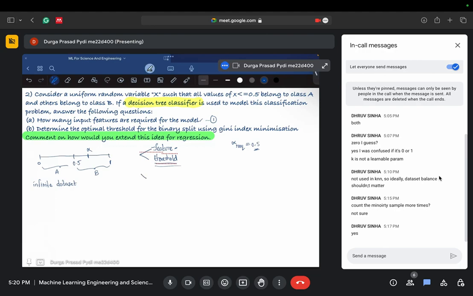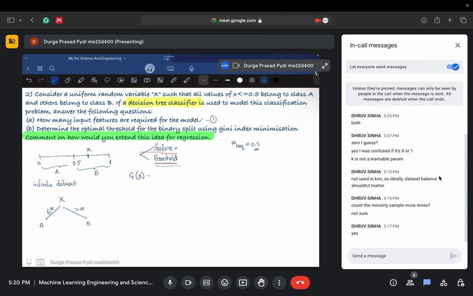Say x is my input, so I decide some split point. Whatever values of x are less than or equal to alpha, I label them as class A, and whatever is greater than alpha, I will label them as class B. So this is my tree classifier. So what is the Gini index of my input x? Basically the Gini index will tell you how impure x is. So x basically has both A and B.